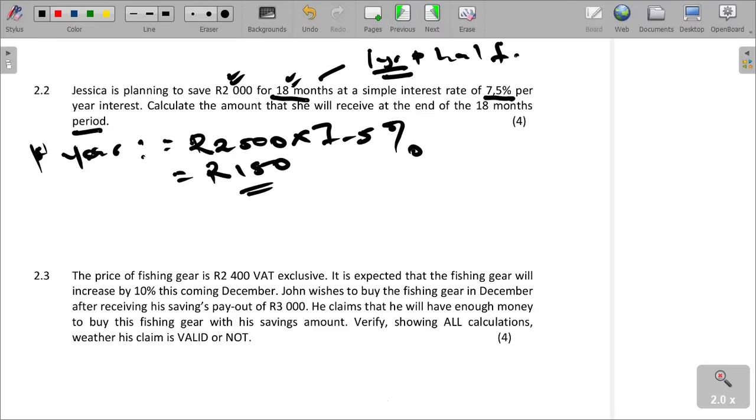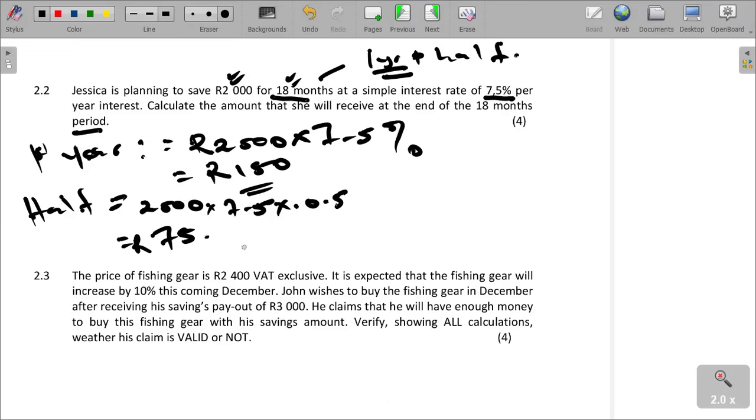And then what about the half year? We have our 2,000 multiplied by 7.5, multiplied by 0.5, because she's saving for half a year, 6 months. And that is going to give us 75 rand.